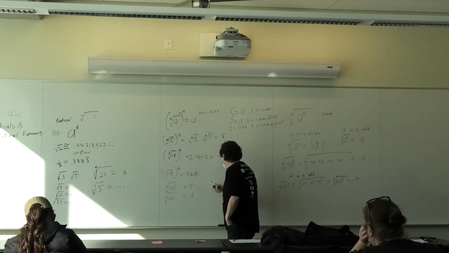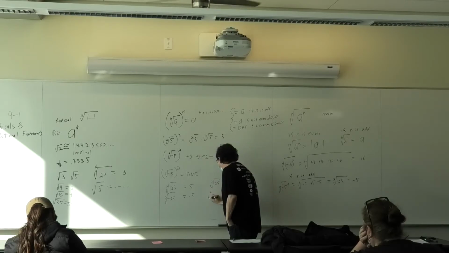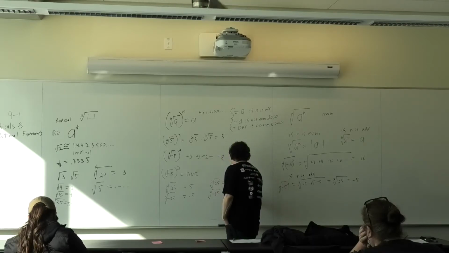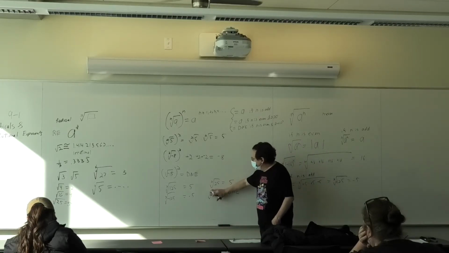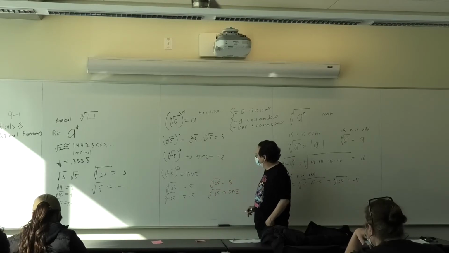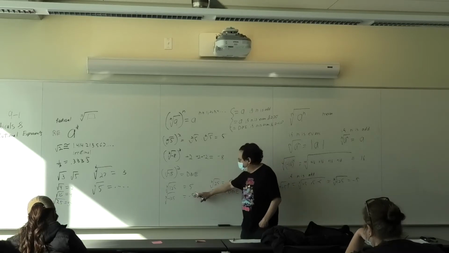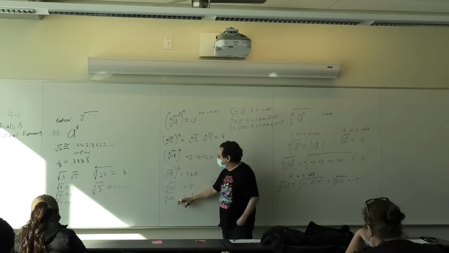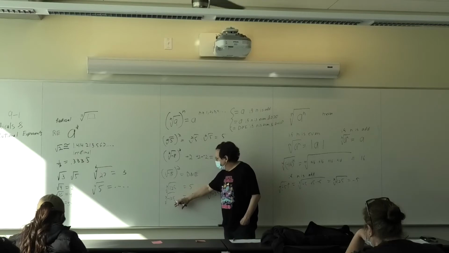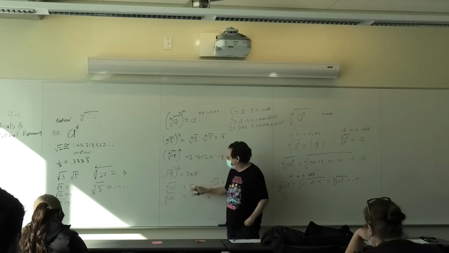Square root of 25 is 5, right? Square root of negative 25 does not exist. So when you've got even radicals here, you have to watch out that your number is positive. If you have odd radicals, you can always find the root. If the number is negative, the root will be negative; if the number is positive, the root will be positive.